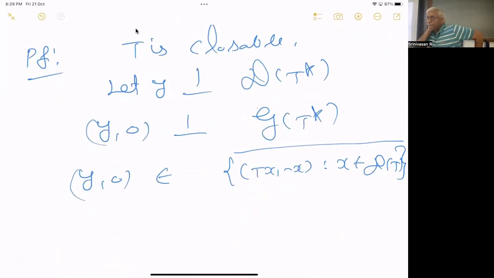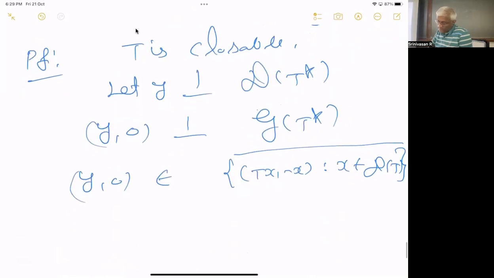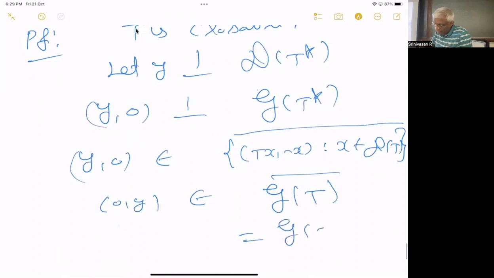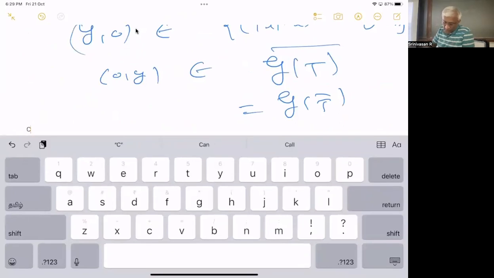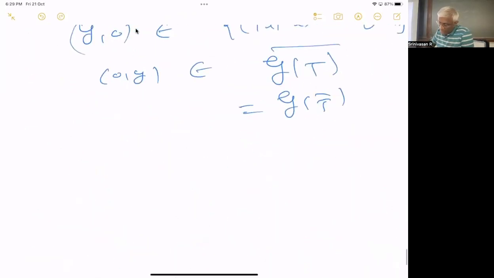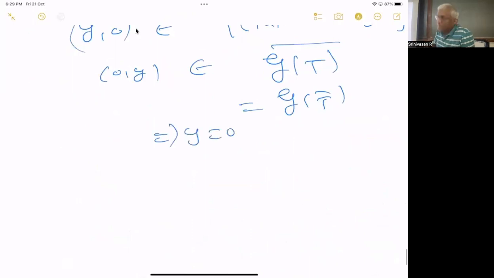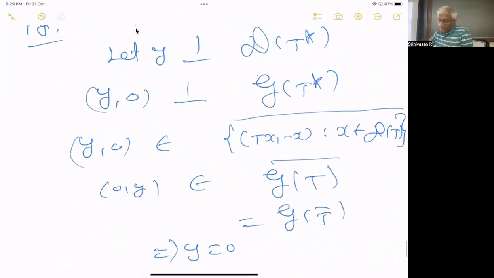Don't we need to take a span of this? And this is a subspace, no? Okay. So this implies, but then we have assumed that T is closed. Now this implies (0, Y) is in the closure of G of T, which is equal to G of T. By the earlier proposition, this implies Y is 0. That's what we want to prove: Y is orthogonal to D of T star, and we want to prove Y is 0.